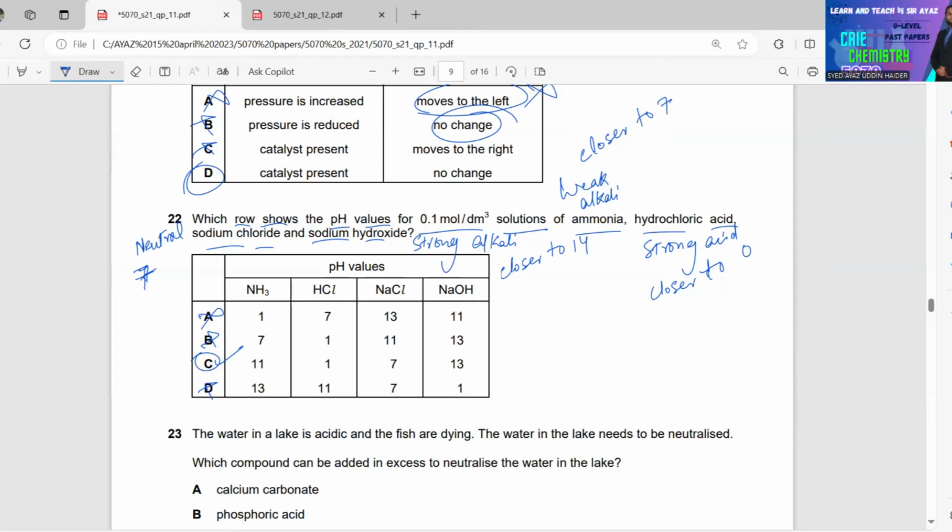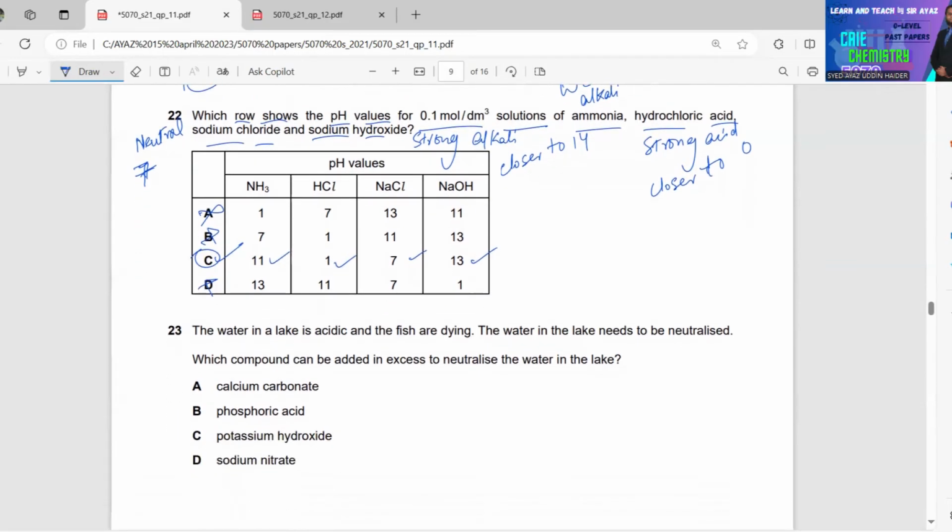Let's see the pH values for other. HCl, 1. It's a strong acid, must be closer to 0. So this is correct. What about sodium chloride, NaCl? It's 7, which means a neutral. It's correct. What about NaOH? NaOH, strong alkali, must be closer to 14. So all these pH values are correct for the reagents.